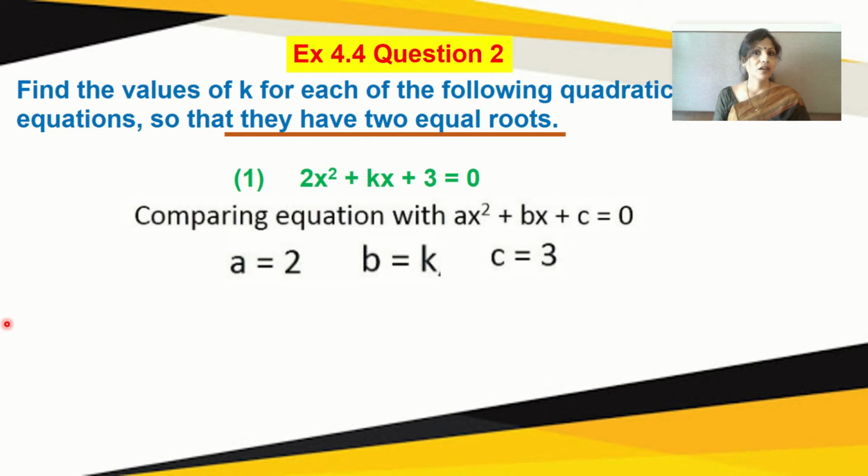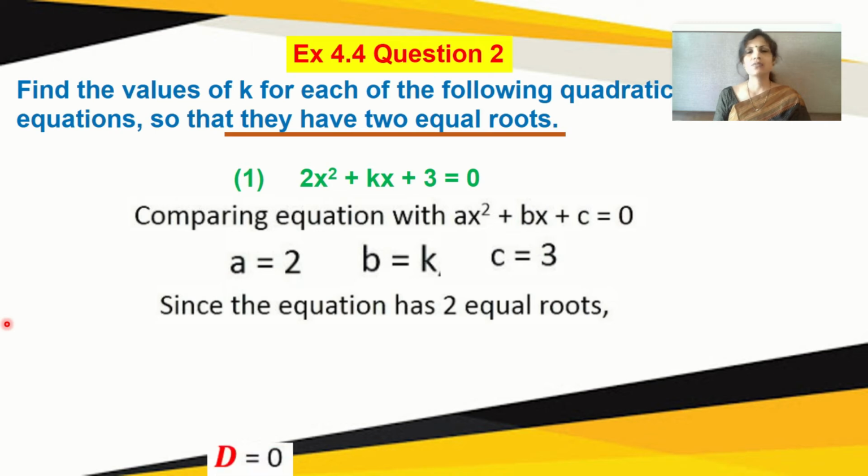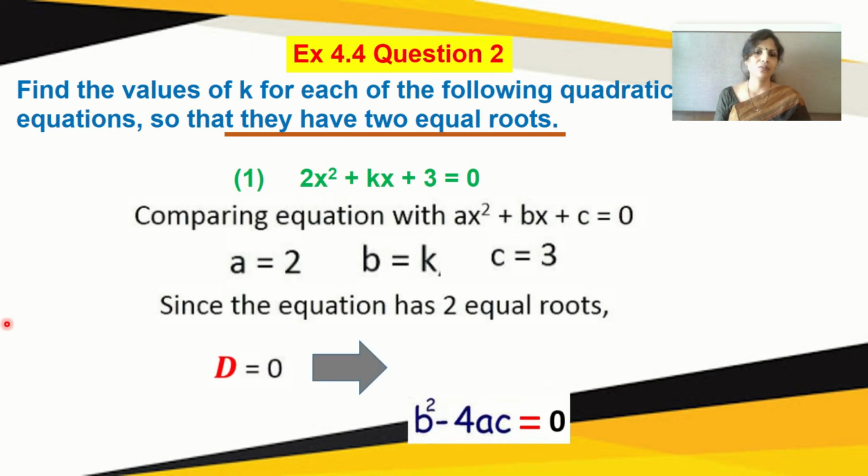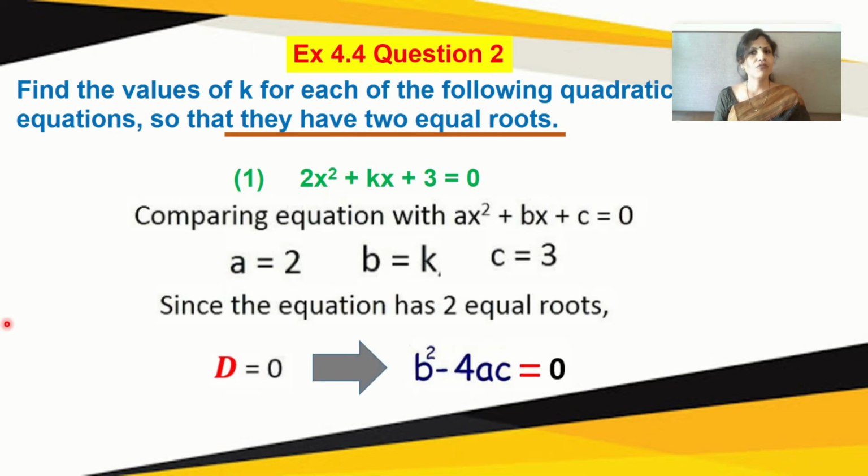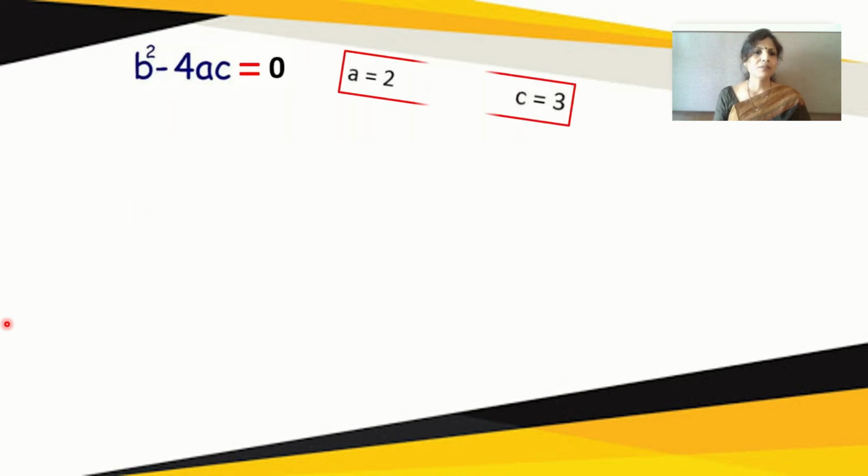Now with the given condition that the equation has two equal roots, and I know you all have already recollected that this condition means discriminant is equal to 0. That means b square minus 4ac is equal to 0. So now we have the values of a, b and c. Let us substitute and find the value of k. Alright, so let us substitute that. We have a as 2, b is equal to k, and c is equal to 3.